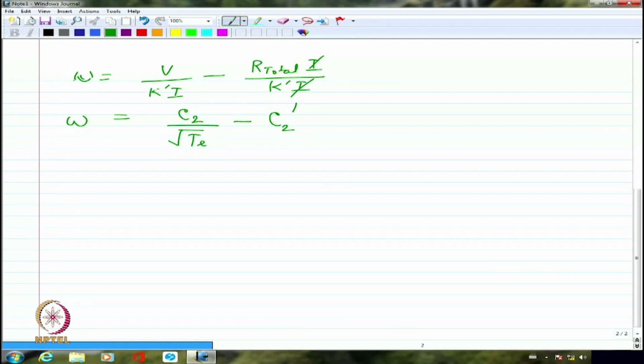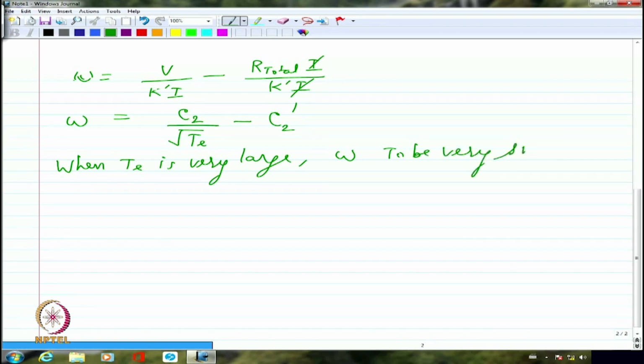I can say when TE is very large, I am going to have omega to be very small. In fact, if you look at the equation, it will come out to be negative. If T is infinity, I am going to have omega to be negative, but obviously a motor cannot be driven in the opposite direction just by a load. That's not possible. So, you should say that rather the speed becomes almost zero when I overload the machine.